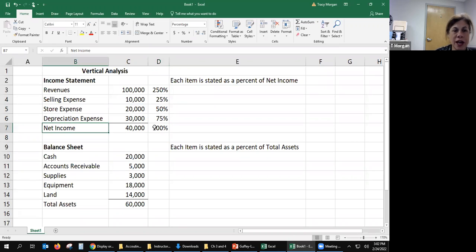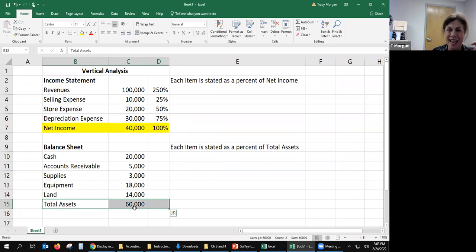So you can check your work there to make sure that everything is stated as a percent of net income for your income statement. Now for the balance sheet, think about the answer to the balance sheet. Well, the answer to the balance sheet is assets have to equal total liabilities plus the owner's equity. And so here you could consider total assets to be kind of the answer of your balance sheet. And we're going to make every line item here a percent of total assets.